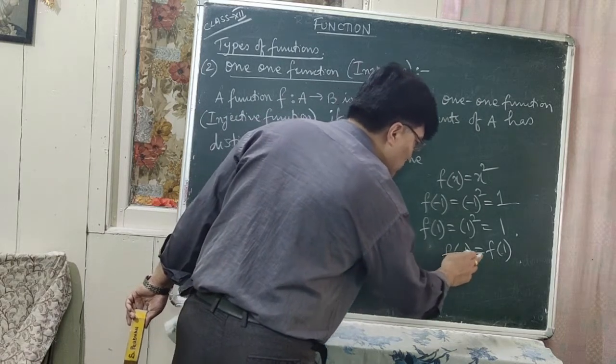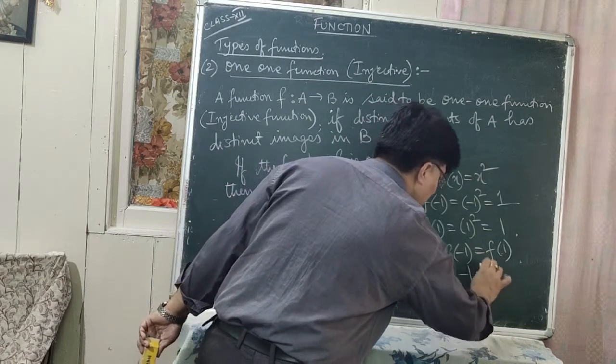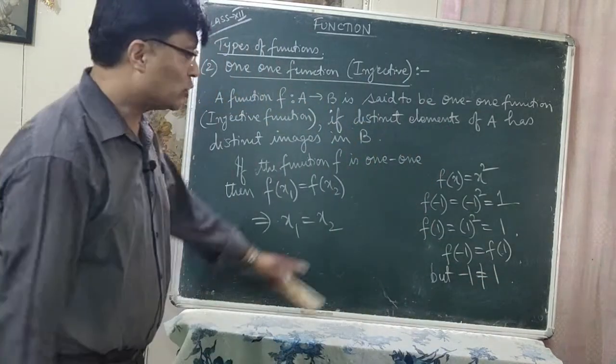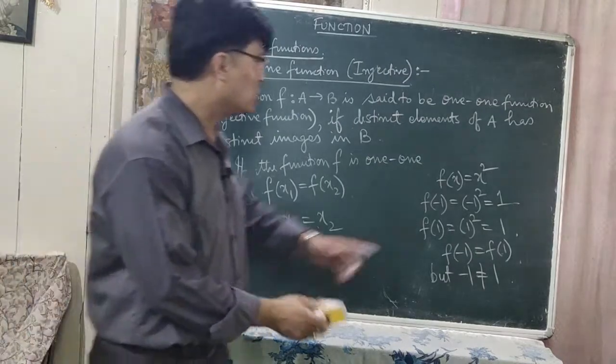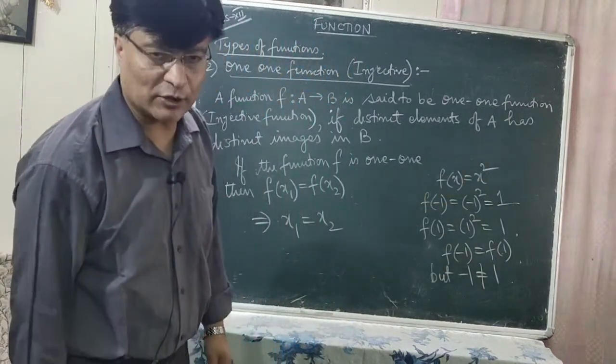That is, f of minus 1 is equal to f of 1, but is minus 1 equal to 1? No. So minus 1 is not equal to 1. So this is not a one-one function.